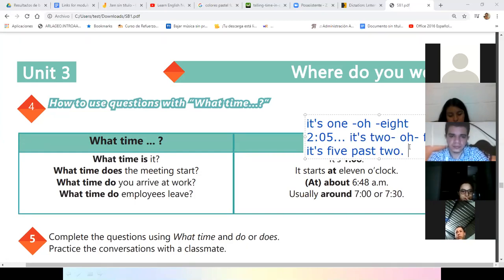Okay? 2:05. Esto solo es en el caso de las dos. Dos y una, dos, dos, dos, tres, dos, cuatro, cinco, seis, siete, ocho, nueve. Ya luego es 2:10, right? 2:10, 2:20, 2:15.